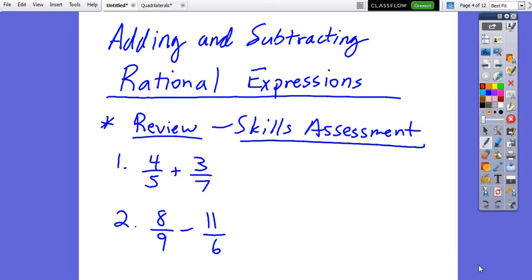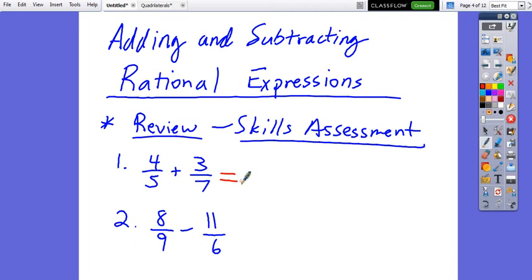Okay, so when we're adding and subtracting rational expressions, we've got to be able to combine fractions by finding the least common denominator and then writing equivalent fractions. So, the first thing I do when I'm working with a problem like this is find the least common multiple of 5 and 7. That is the lowest number that 5 and 7 will both divide into.